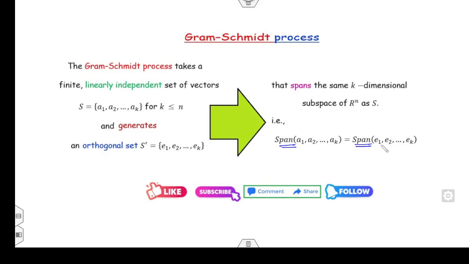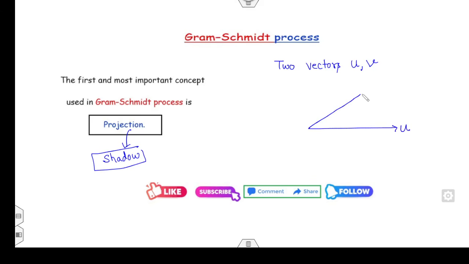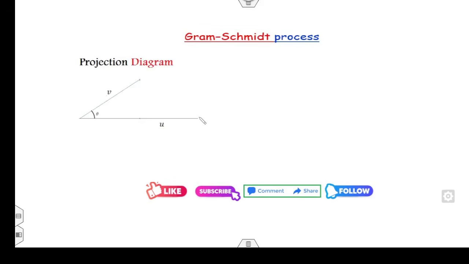Now, the most important concept used in the Gram Schmidt process is the projection. What is the meaning of the projection? I will define it with the help of two vectors. In layman's language, projection is my shadow. Fine. Projection is basically the shadow. Let us consider two vectors u and v. Let's say this is my u and this is my v, which make an angle, let's say theta. Fine. This is a projection diagram.